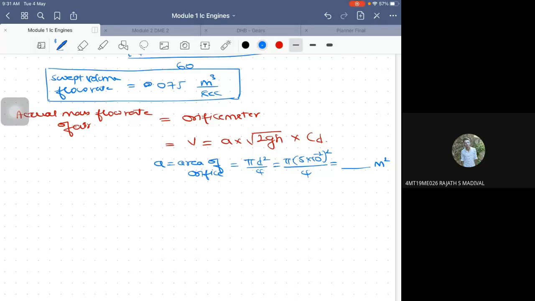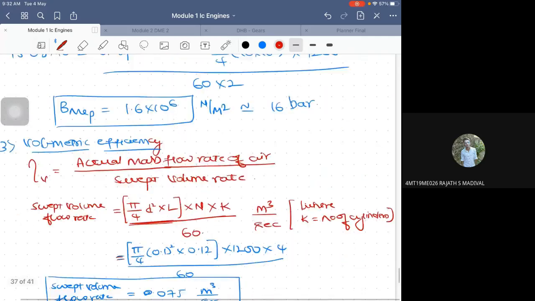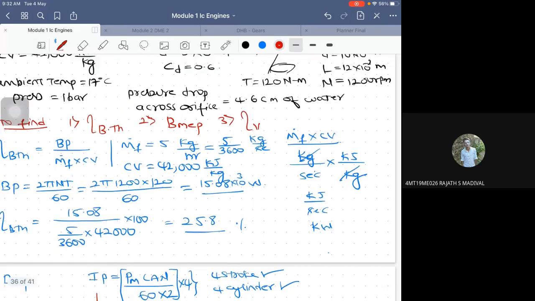Next, 2g. The g value is acceleration due to gravity, which is 9.81 meter per second square, correct? Next is the h value. You can extract the h value from this particular formula here: p is equal to rho g h. Any other parameters given to calculate the value of h? Pressure drop across the orifice is 4.6 centimeters of water, he says. So 4.6 centimeters of water.